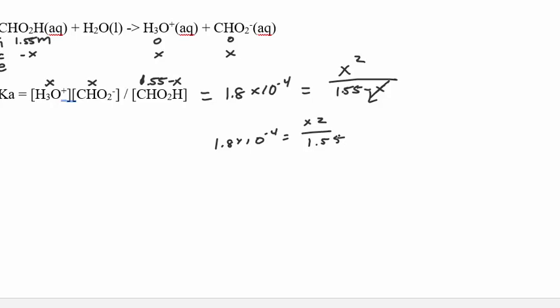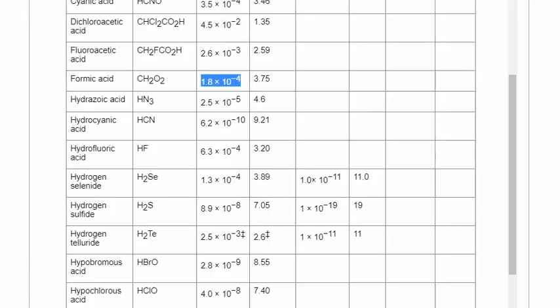Make sure you're using your calculator correctly. Multiply 1.55 by both sides. You get x squared is equal to 2.79 times 10 to the negative fourth. Take the square root of that value, and I get x is equal to 0.0167. I have a few more digits there, but that's what I have.